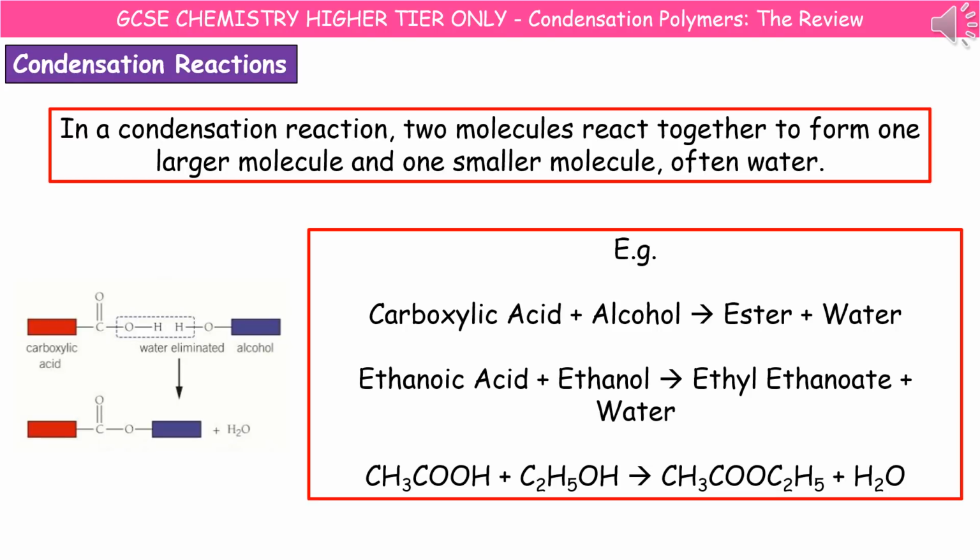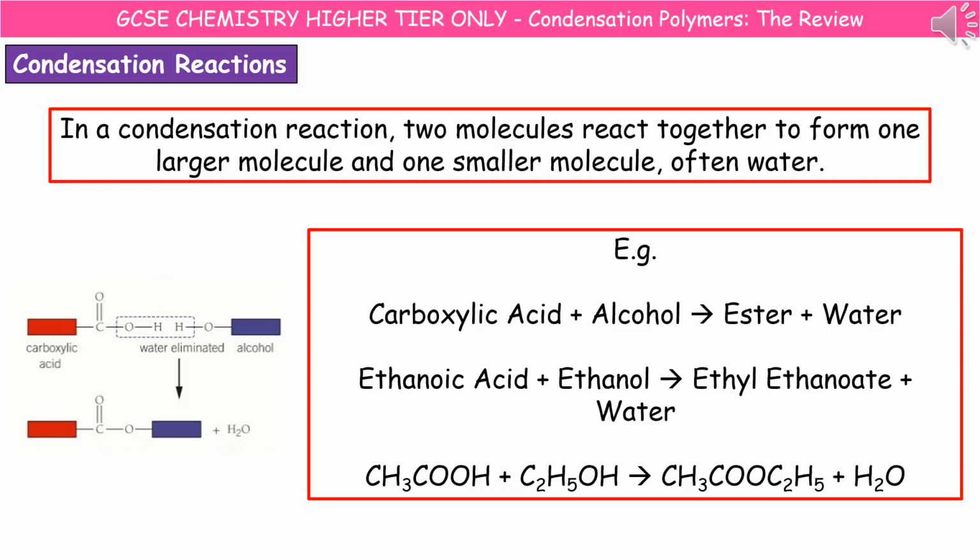The third and final type of polymers are for only those of you doing the higher tier GCSE chemistry. So if you're only doing foundation tier, you don't need to know about these. So the third ones are the condensation polymers. And these are going to form through, as the name hopefully suggests to you, a condensation reaction. And what happens with a condensation reaction is 2 molecules react together to form one larger molecule and one small molecule, which is quite often water, which is then eliminated.